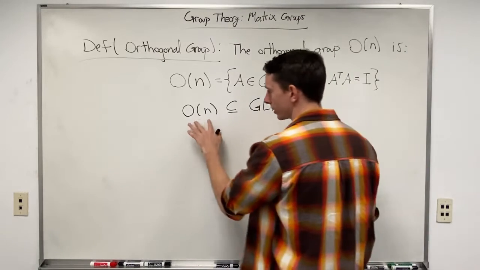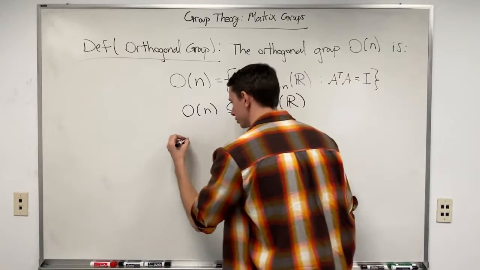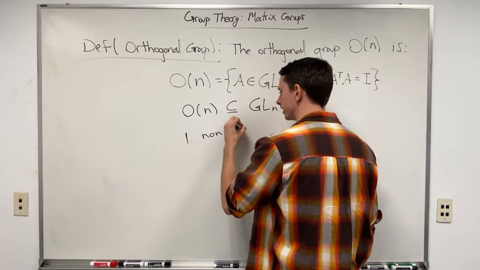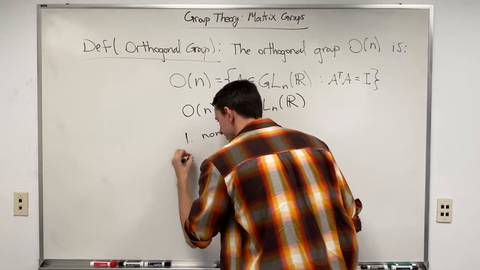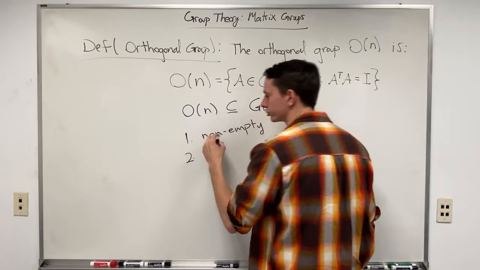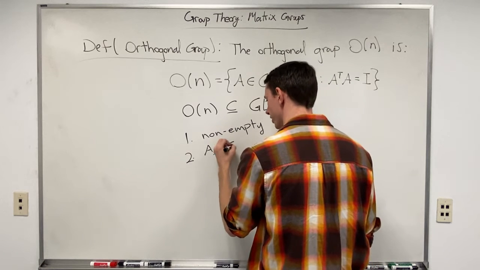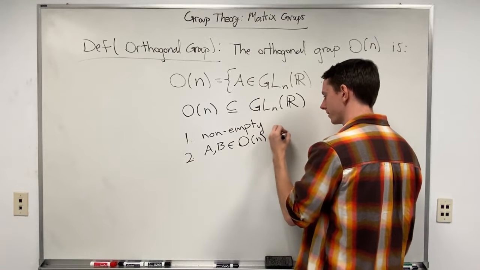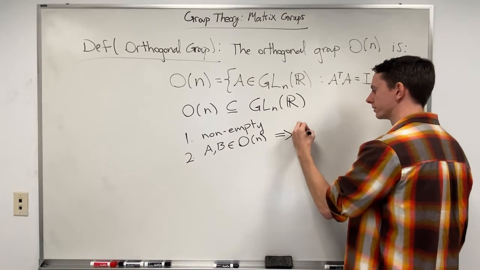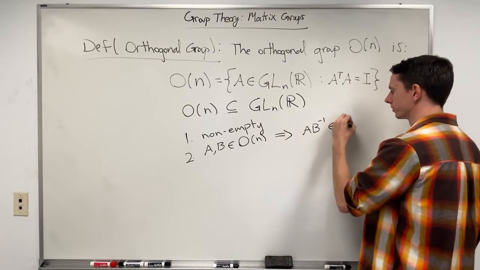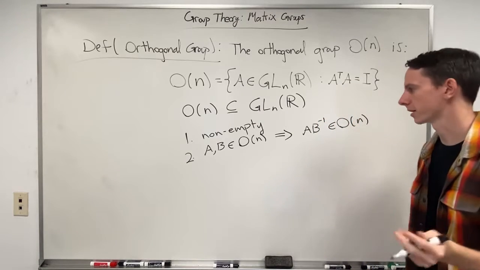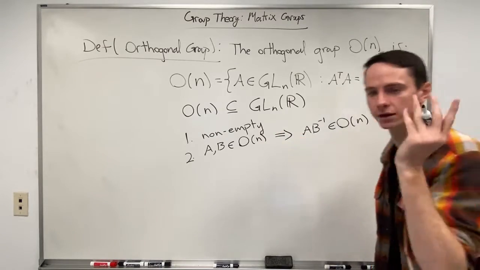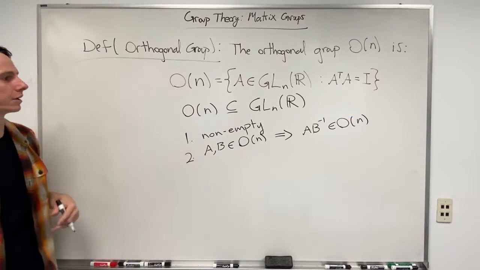The first is we want to show that O of n is non-empty. Actually, let me just mention these real quick. The first is that it's non-empty, and the second is that if we have two matrices A and B in O of n, then that implies that the quantity A B inverse is also in O of n. This is what we're going to have to show. And if we can satisfy these two requirements, then O of n is a subgroup of GLn of R.